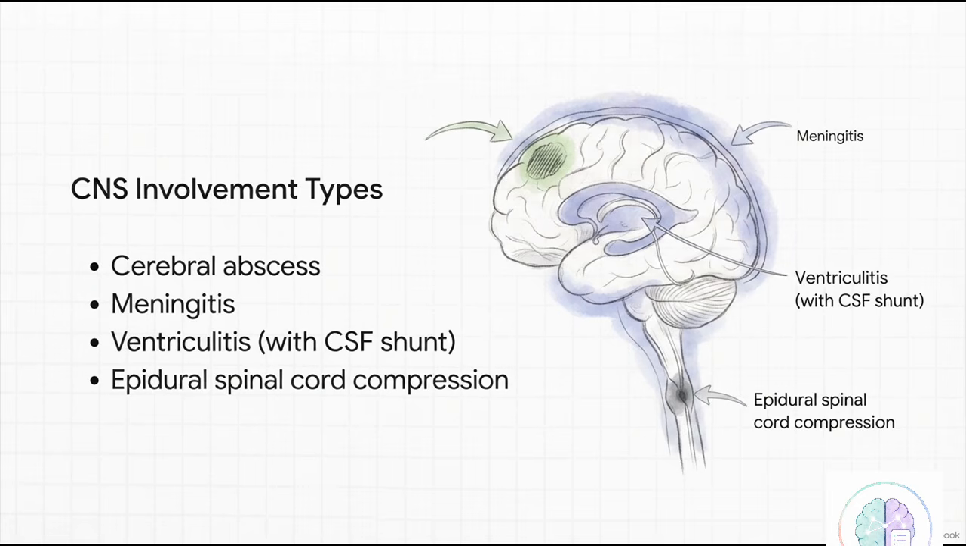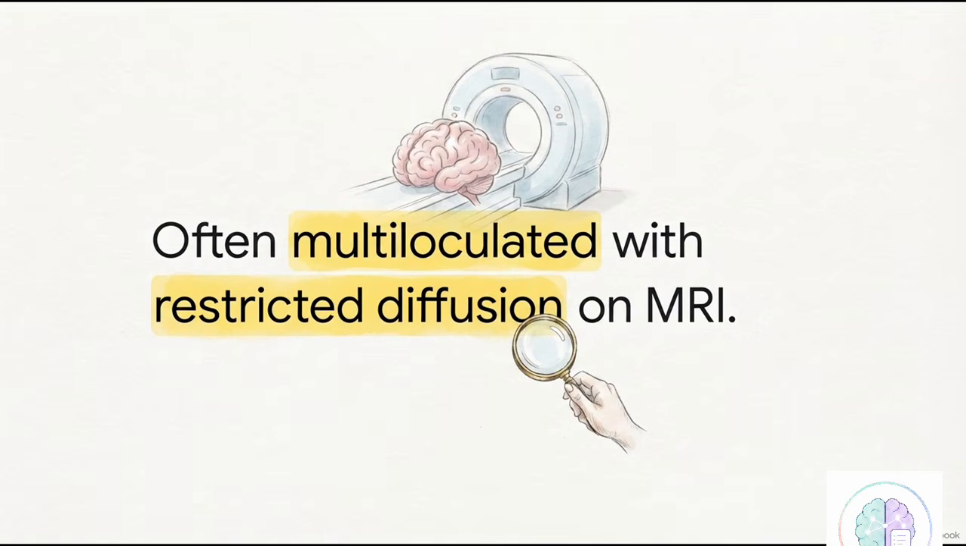It can manifest as a cerebral abscess, it can cause meningitis, it can result in ventriculitis, which is particularly common in patients who have a CSF shunt in place, or it can present as epidural spinal cord compression, which actually stems from vertebral osteomyelitis. Let's zero in on that first manifestation for a second. If you're looking at an MRI of a suspected Nocardia cerebral abscess, you're hunting for 2 defining physical signatures.